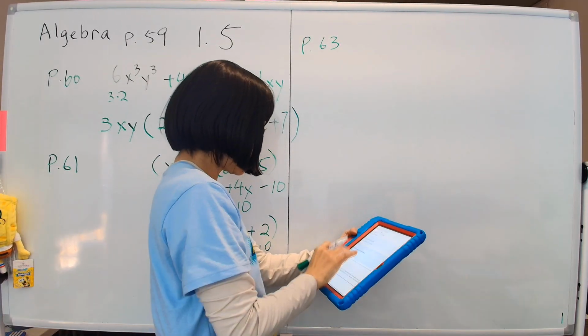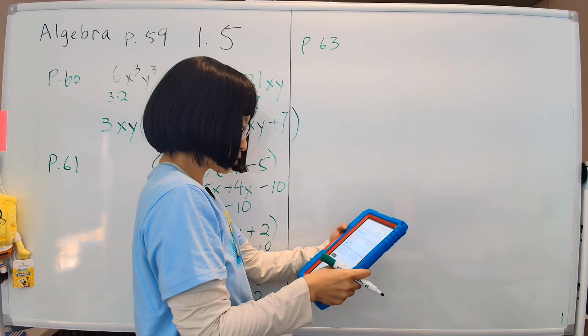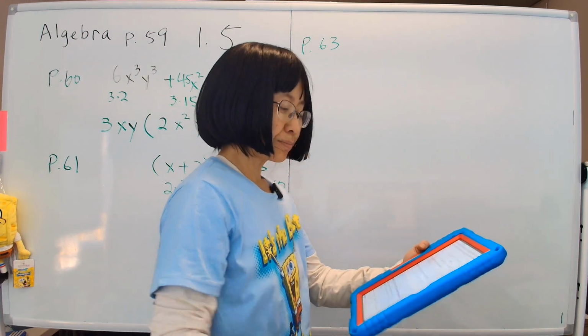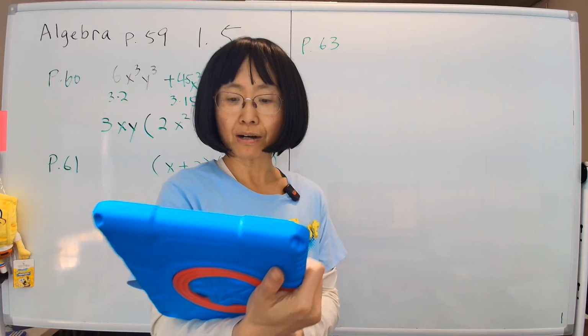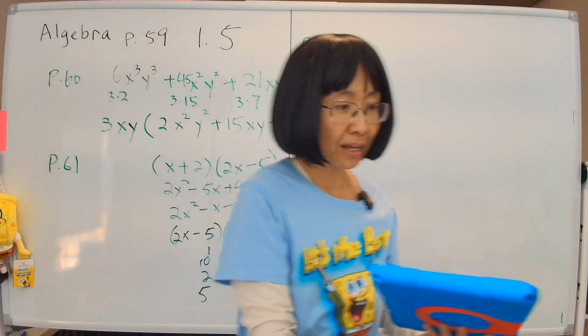So page 63 has an example 4. Okay, what is a perfect square? A perfect square is something that happens to be the square of itself. That is, let's see what's happening. Give me a second.